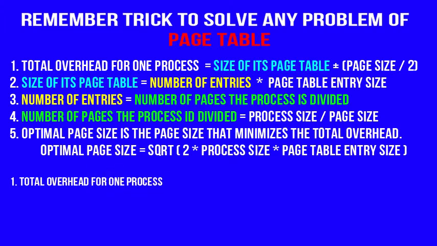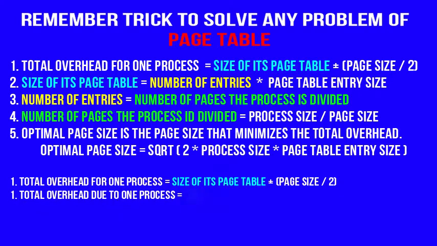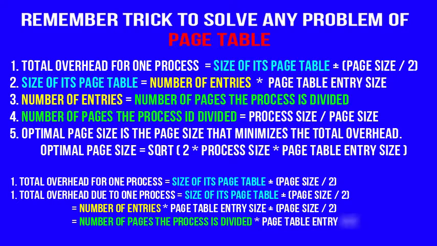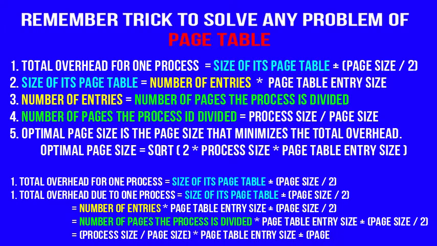Third, find the number of entries. Number of entries equals the number of pages the process is divided into. Fourth, the number of pages the process is divided into equals process size by page size. And fifth, optimal page size is the page size that minimizes the total overhead. Optimal page size equals the square root of 2 into process size into page table entry size.